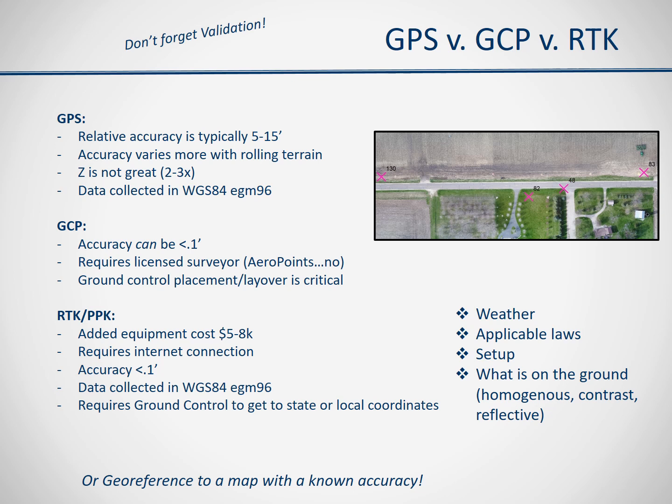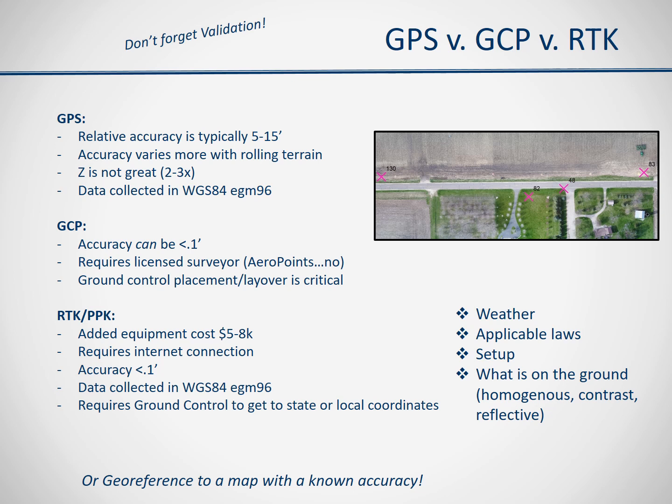So a lot of people ask me about GPS versus GCPs versus RTK or PPK. Which should we be using? And it really depends on what you are going to use the data for. So a traditional GPS chip in a commercial drone aircraft has a usual, I'm sorry, that's the absolute accuracy, not relative. That's a mistake. The absolute accuracy is typically 5 to 15 feet. It can vary a lot more.